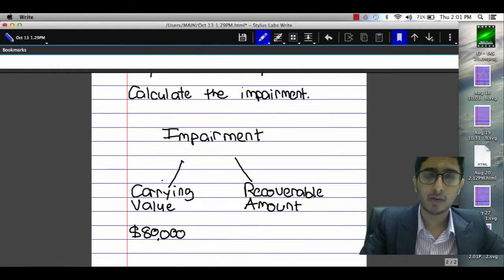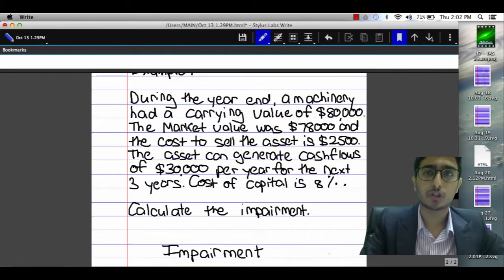Now, when it comes to recoverable amount, usually we are always told to calculate it. Remember, for recoverable amount, we compare two things. One is the fair value minus cost to sell, and the other one is what we call value in use, which is the present value of cash flows. Remember, we will take the lower of the two options.